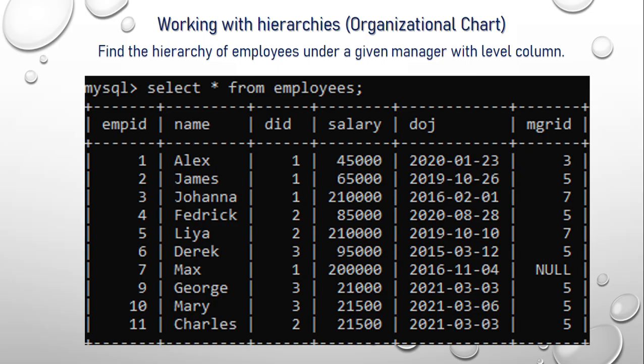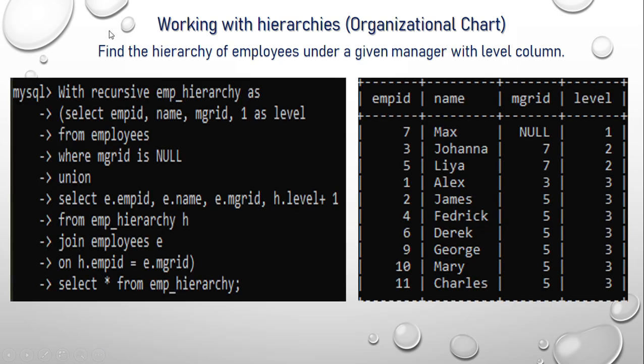Here I have an employees table where I have employee ID, name, and the manager ID of that respective employee. So we are finding the hierarchy of employees under a given manager. So here I have written a recursive employee hierarchy where the manager ID is null. I have started with manager ID is null because Max has no manager ID. That implies that Max is at the top position of the organization.